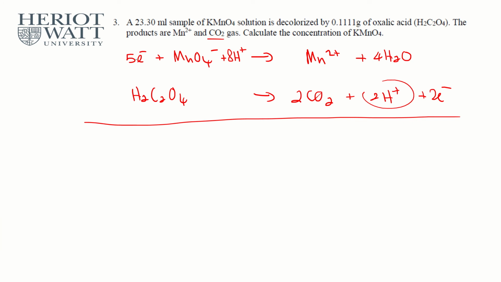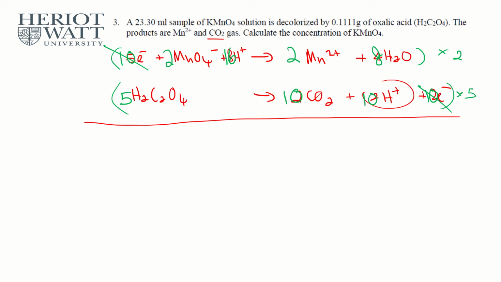So is it balanced? 5 electrons here, 2 electrons here. So the second equation here, I need to multiply by 5. The first equation, I need to multiply by 2 in order to get 10 electrons, and we cancel them out. So let's put it in. So I have 10 electrons, 2 manganate, 16 hydrogen, 2 manganese, 8 water. And here I times 5, so 5 acid, 10 carbon dioxide gas, 10 hydrogen, and 10 electrons. All right, so electrons and electrons cancel out.